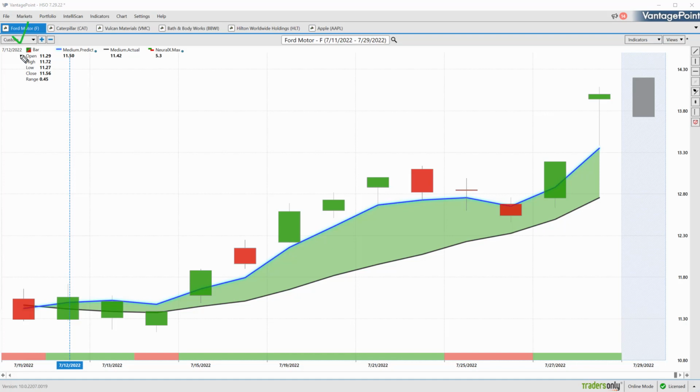We're going to start out with shares of Ford Motor, which we actually looked at last week. We've got Caterpillar and Vulcan Materials, so a little bit in the building material space. Bath and Body Works and Hilton Hotels, which we looked at a few weeks ago, actually highlighting the market weakness in certain shares throughout the marketplace. And we'll end on shares of Apple.